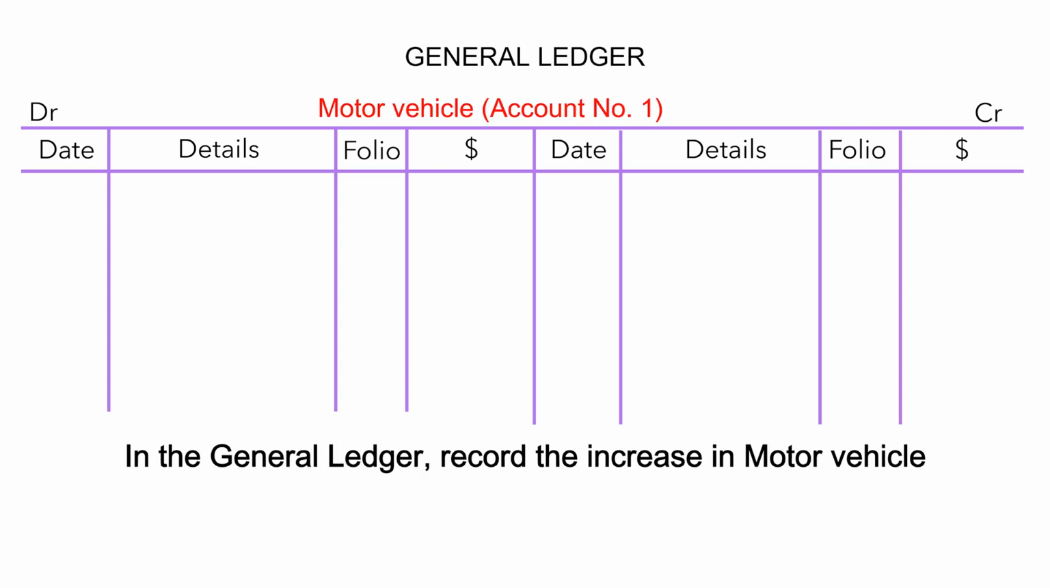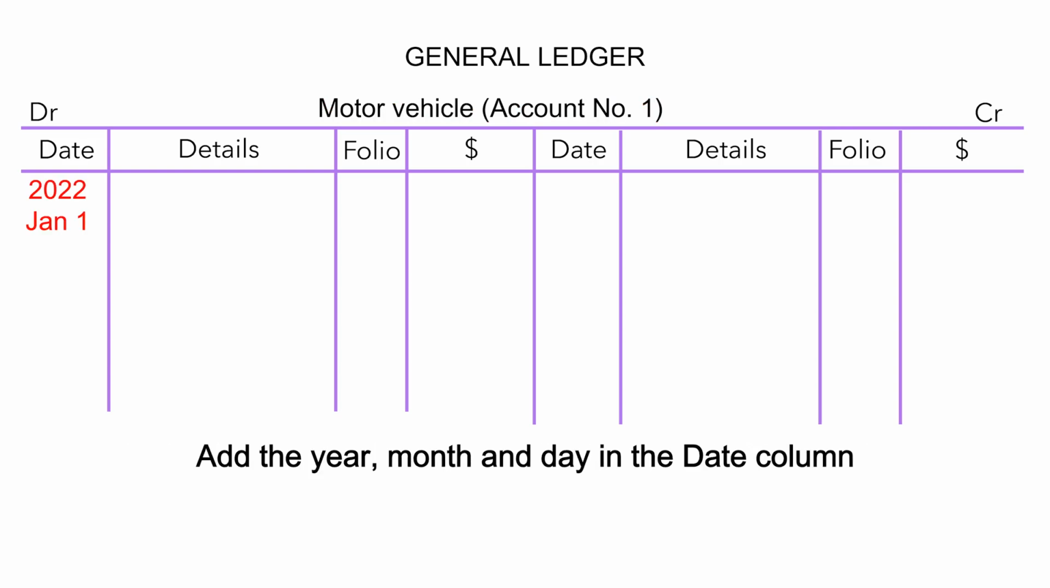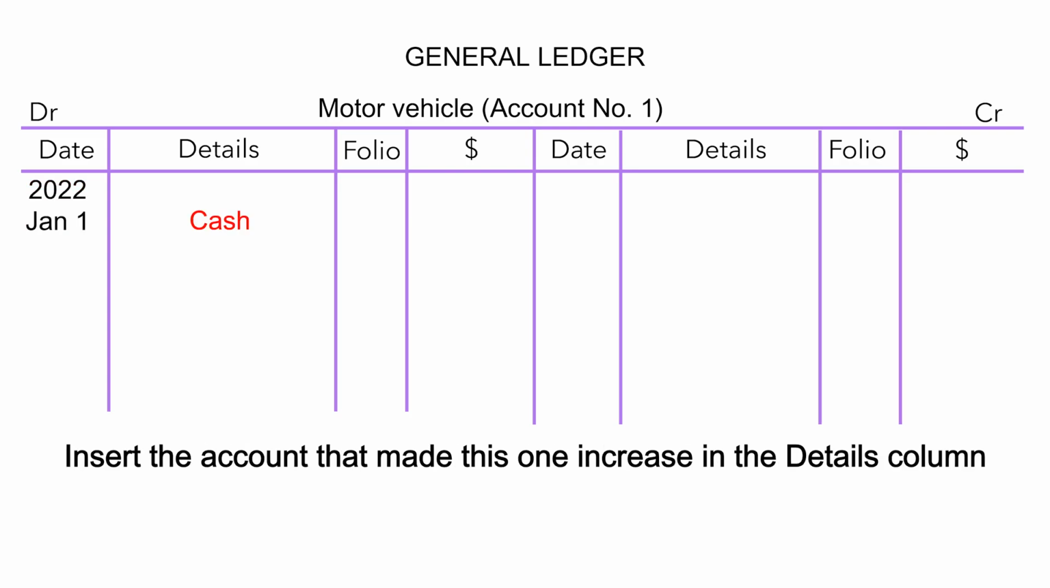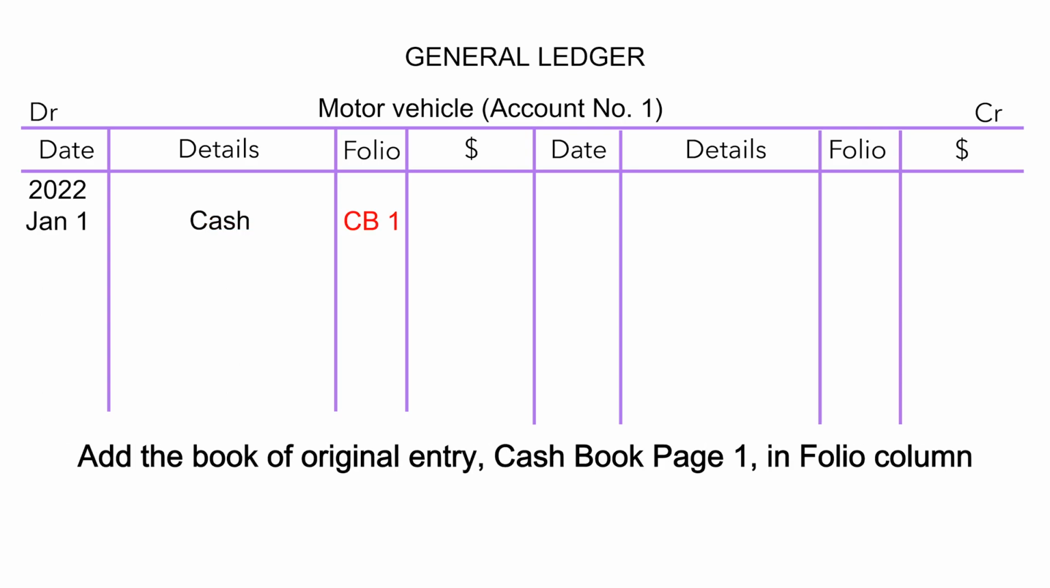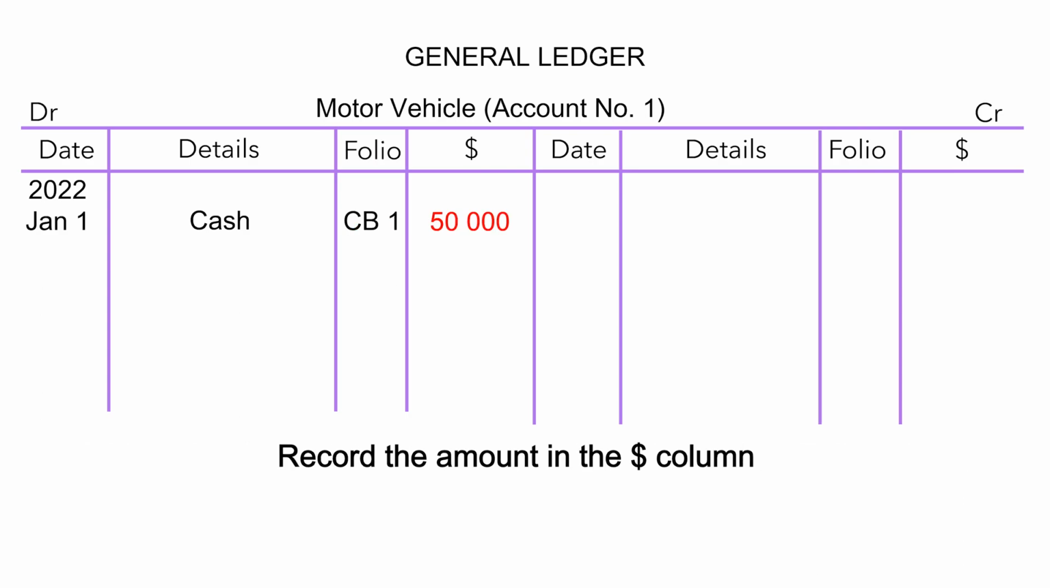In the general ledger, record the increase in motor vehicle. Add the year, month, and day in the date column. Insert the account that made this one increase in the details column. Add the book of original entry, Cash Book page 1 in folio column. Record the amount in the dollar column.